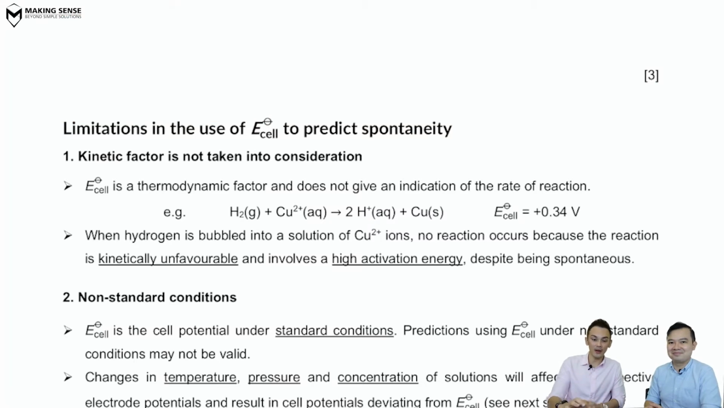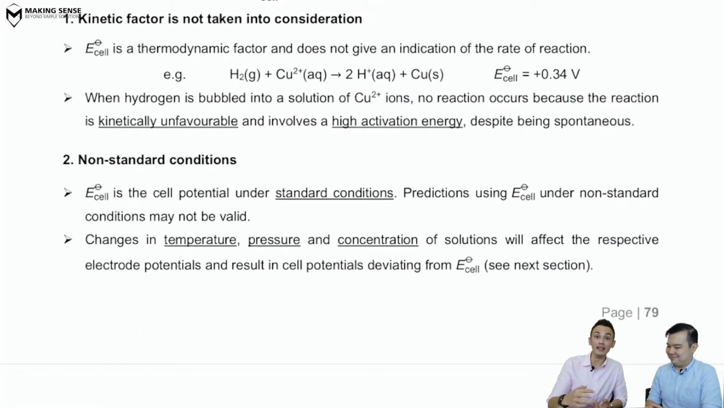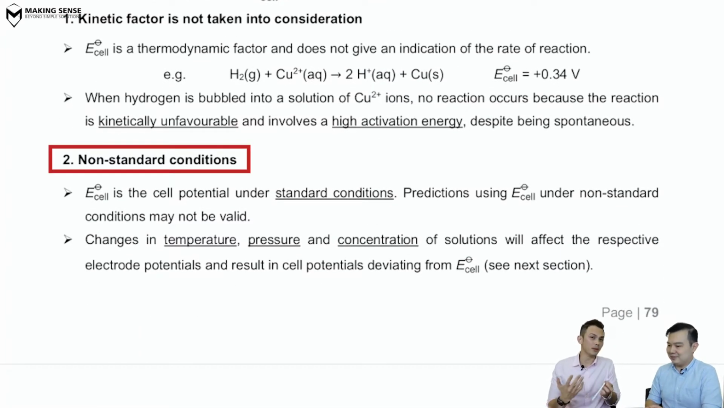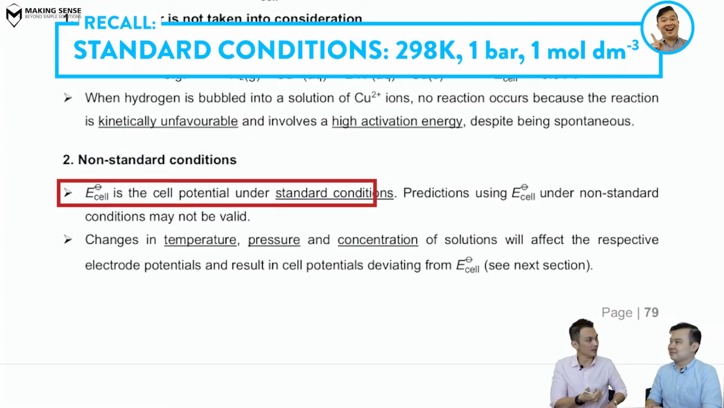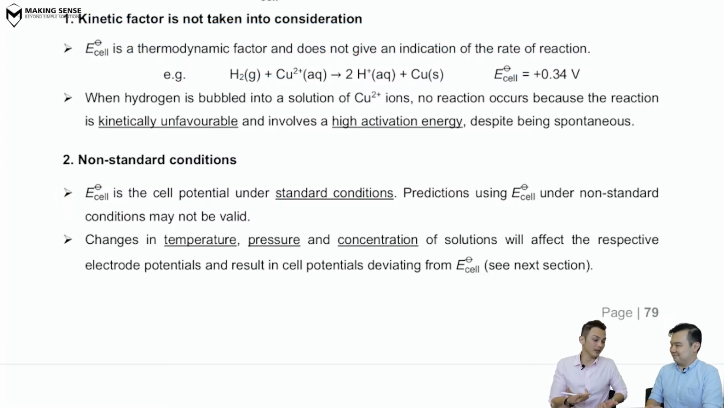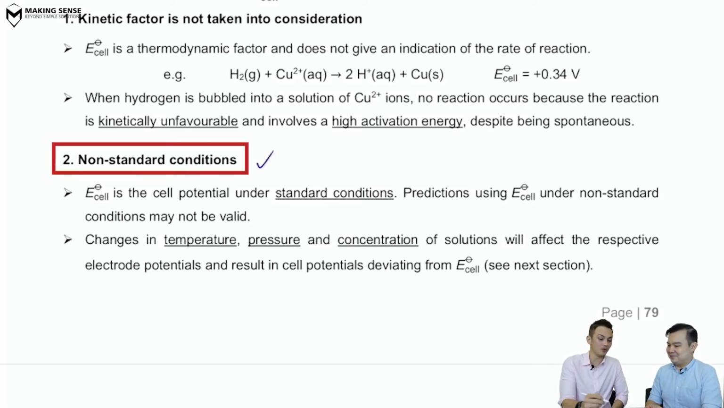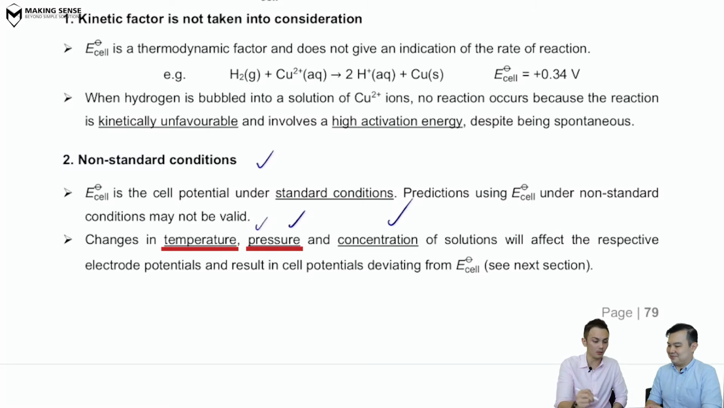Now, the second reason why the reaction didn't take place could be the conditions that we subject it to. Right? So for the reaction to work, we have to really subject them to standard conditions, which is 1 mole per dm cube, 1 bar, and also 298 Kelvin. But our conditions may not be exactly that. So when things are not under standard conditions, any sort of changes in temperature, pressure, concentration may affect the values.